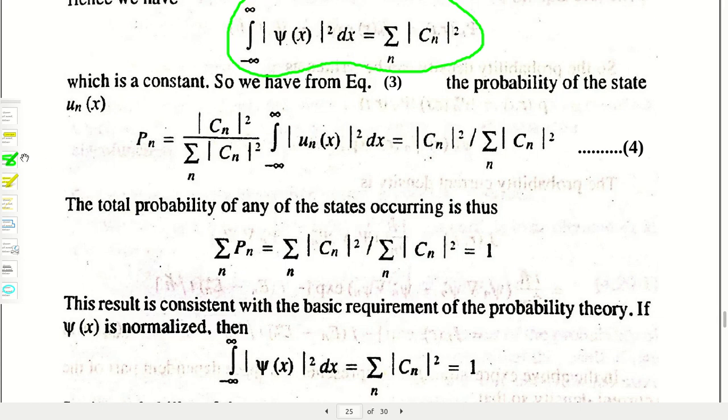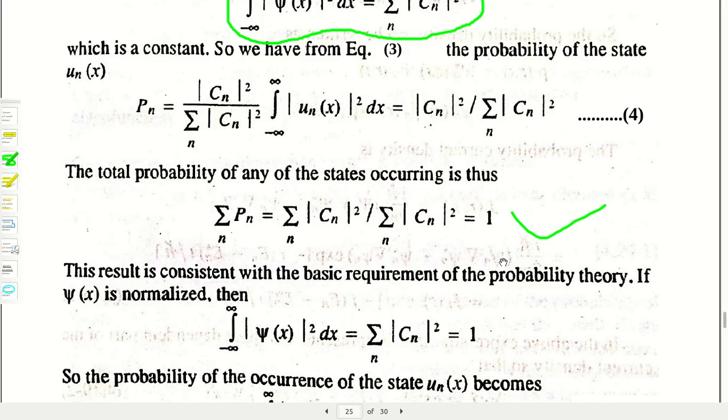This 1 is very significant, because summation over the probability of finding the system in the nth state means you are calculating all the probabilities. That is, you are taking all possibilities of the system in every possible state, so the total probability will be 1, and mathematically it also shows that the result is 1, as we predicted. So the formula, equation number 4, is correct, but equation number 4 can be simpler.